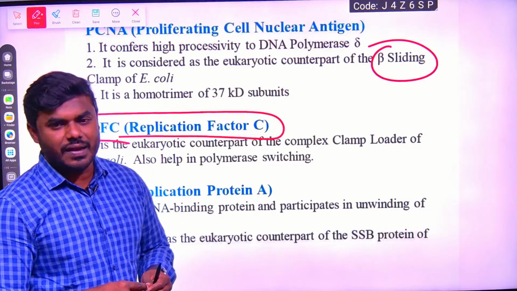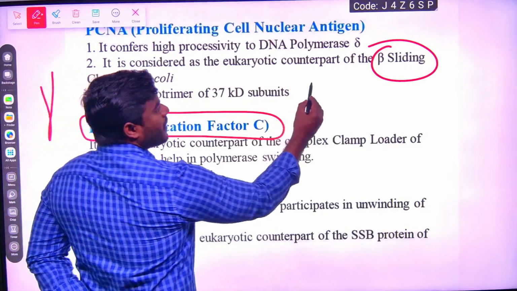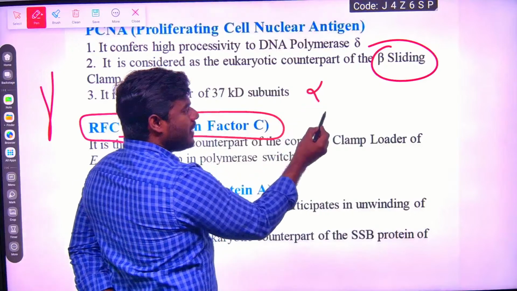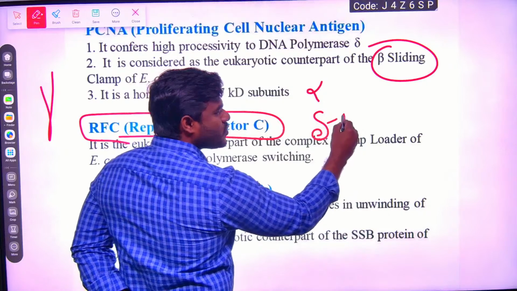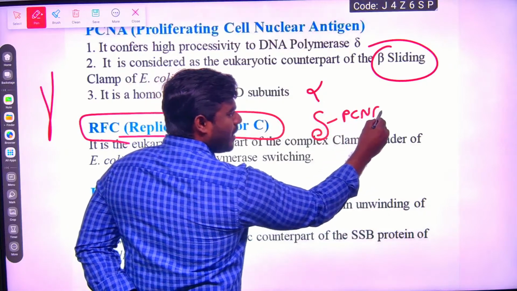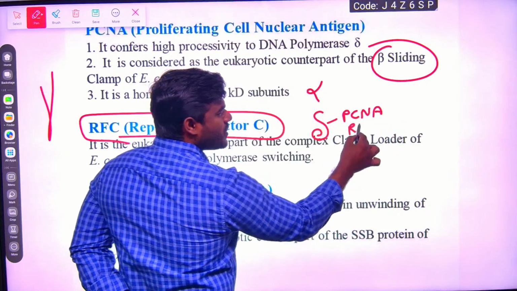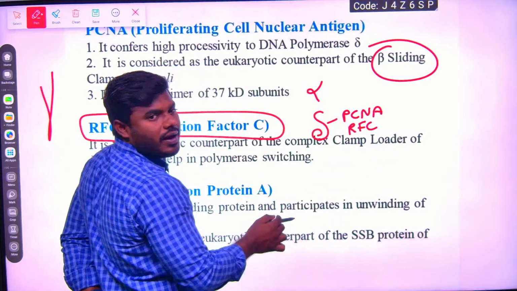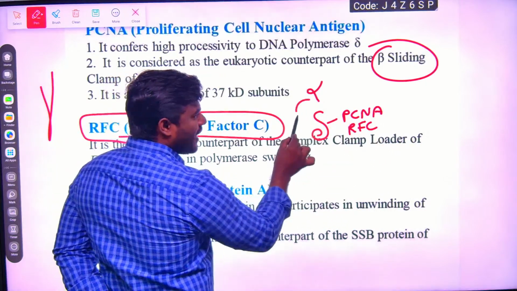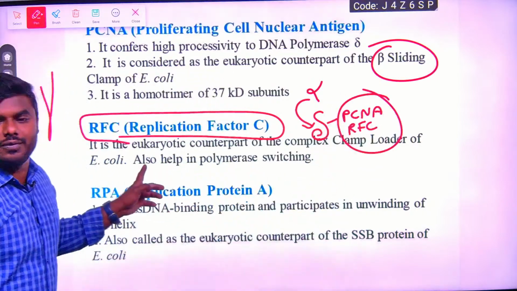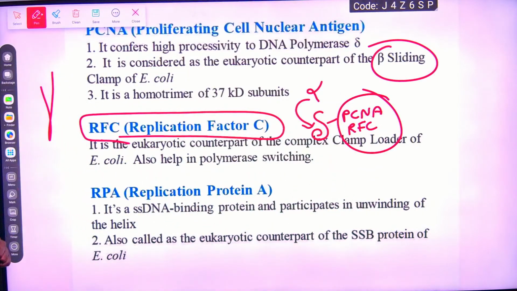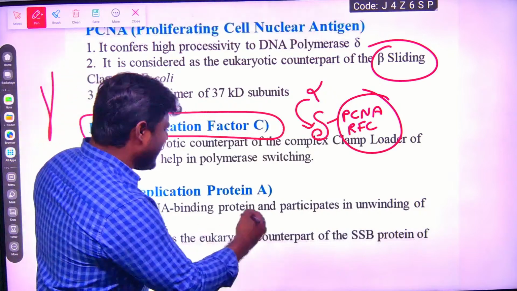What does it mean? First the alpha will start it, then alpha is replaced by delta. If delta wants to come into the picture, what is required? PCNA. If the PCNA wants to assemble, we require RFC. So alpha can be switched to the delta by this PCNA and RFC complex. I hope you remember. Anyway, we will see that.